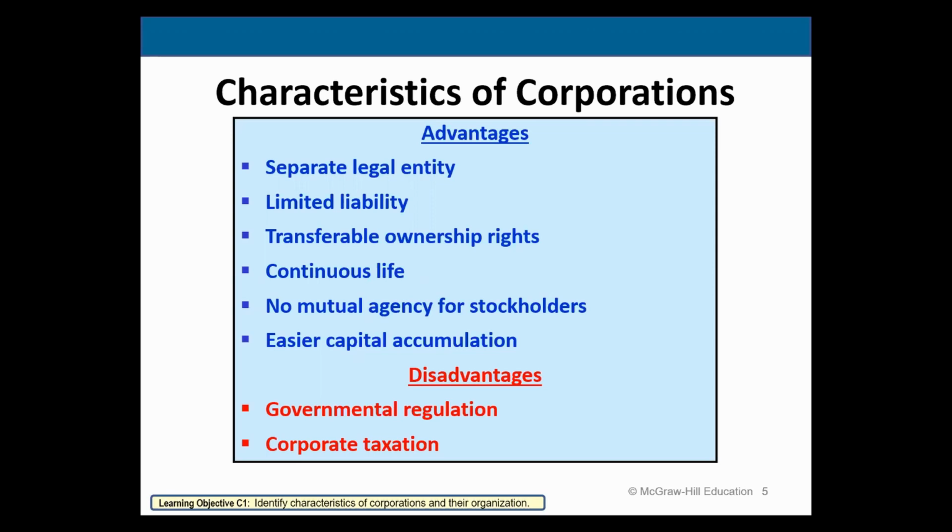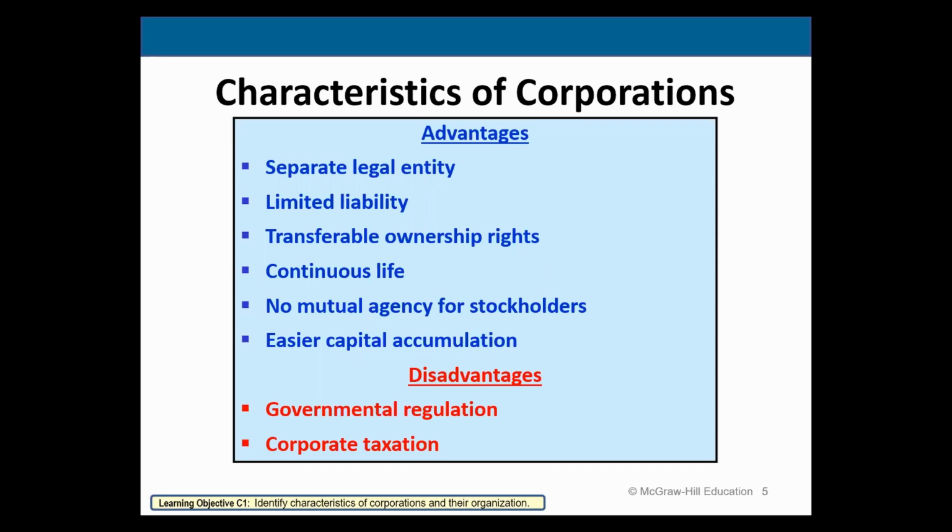Continuous life. A corporation's life is indefinite because it's not tied to the physical lives of its owners. So, for example, a sole proprietorship is a business that one person owns. If that person passes away, then that business would no longer exist. Or in the example of partners, if one of the partners should pass away, then the partnership would have to be reformed, another partner would have to be brought in, or there would have to be a change there. Corporations have an indefinite life.